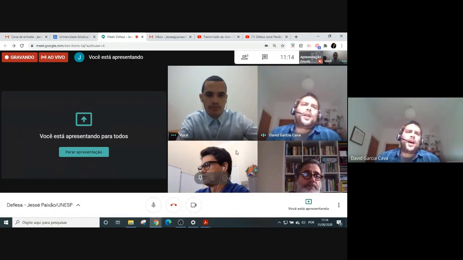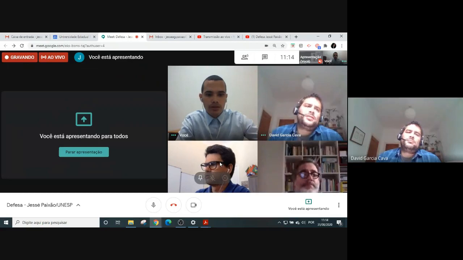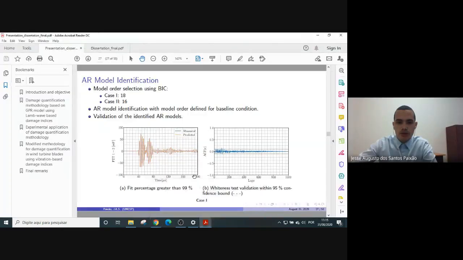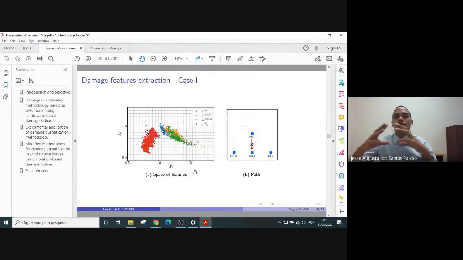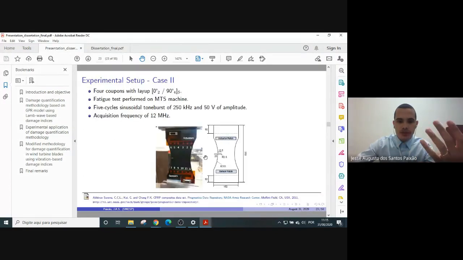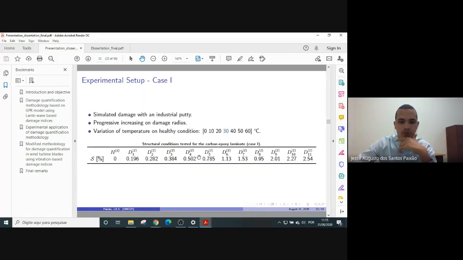Why this one and others? Is there any explanation or something that you found out? Yeah, we found out that this kernel works well for functions with smooth trends in the literature. Then we tried, at first, to use this kind of kernel, and we tested other kinds of kernel also, and we found out that this one performed better.